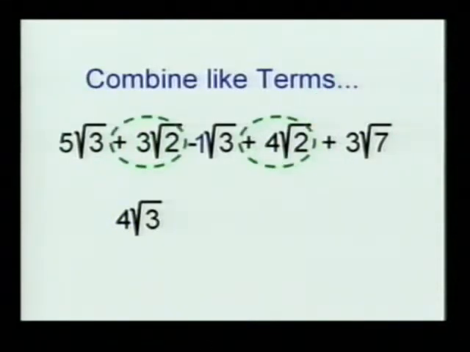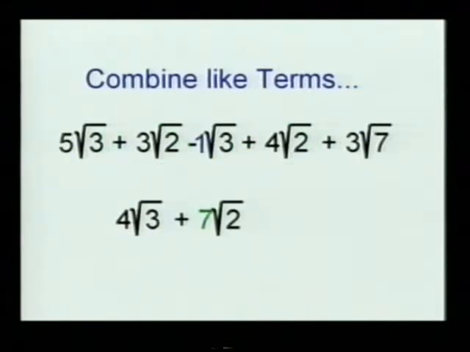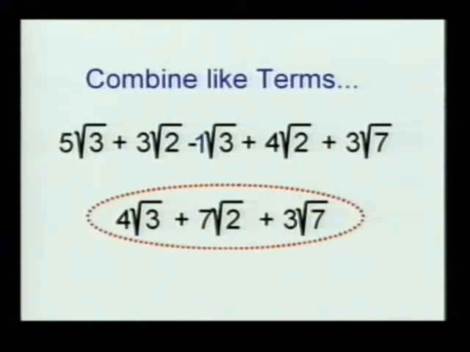And then I've got a 3 radical 2, and a 4 radical 2 is 7 radical 2. And he doesn't have any friends, so we just bring him on down. And that's your answer. It's not hard, is it?